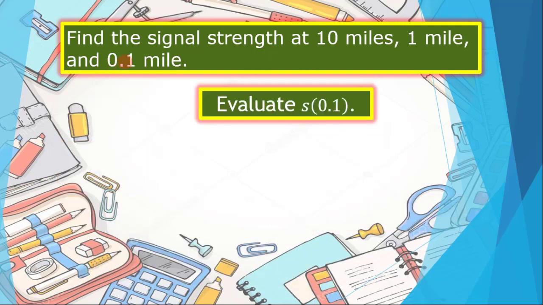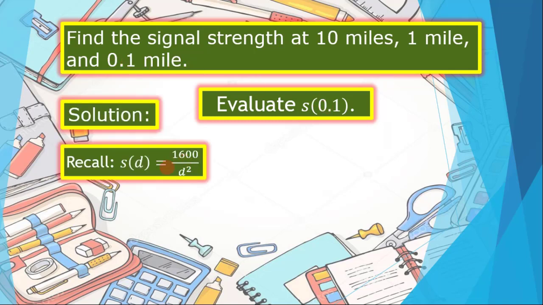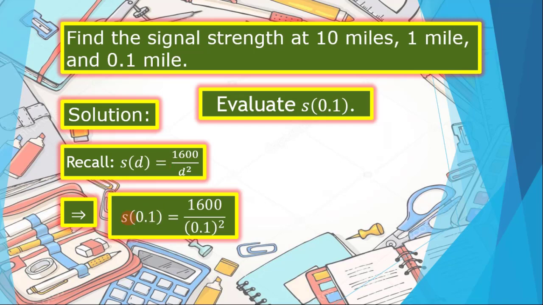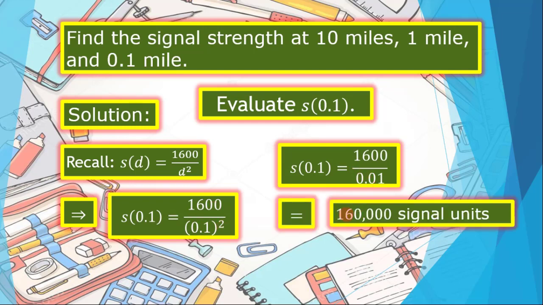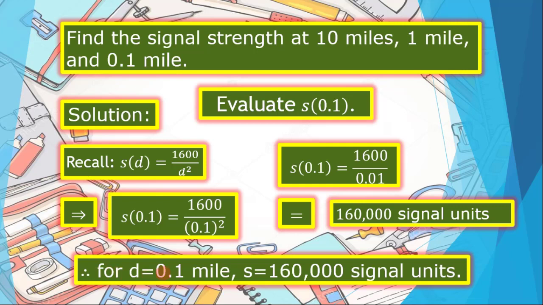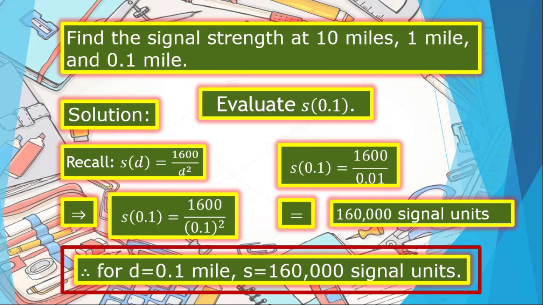Let's evaluate S of 0.1 mile. Okay, with the same given equation or function, we have to evaluate at D equals 0.1. So we have S of 0.1 equals 1600 all over 0.1 squared. And simplifying, we have 160,000 signal units. Therefore, for D equals 0.1 mile, S is equal to 160,000 signal units. This ends our discussion for week 2A. Let us now proceed to week 2B.